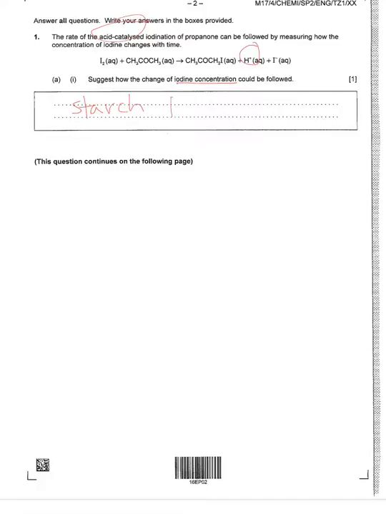Starch turns blue in the presence of iodine. And I don't know if IB expects you to explain it at all. It's only 1 mark, so I think just realizing that starch is your best indicator here would net you the 1 mark.